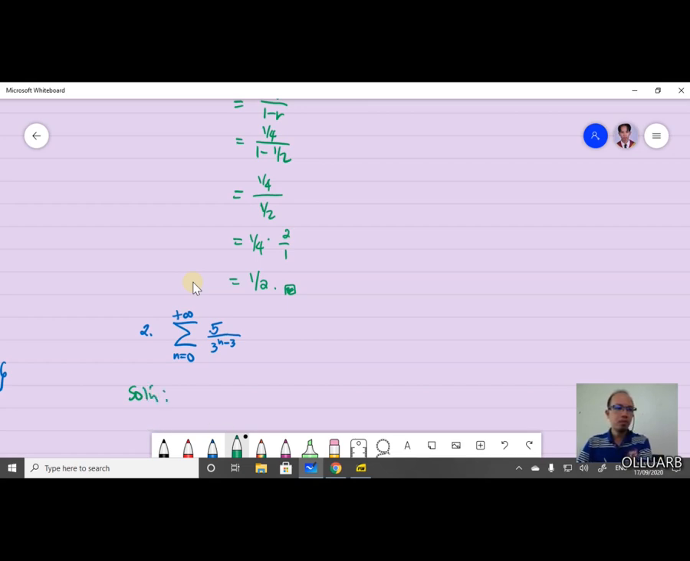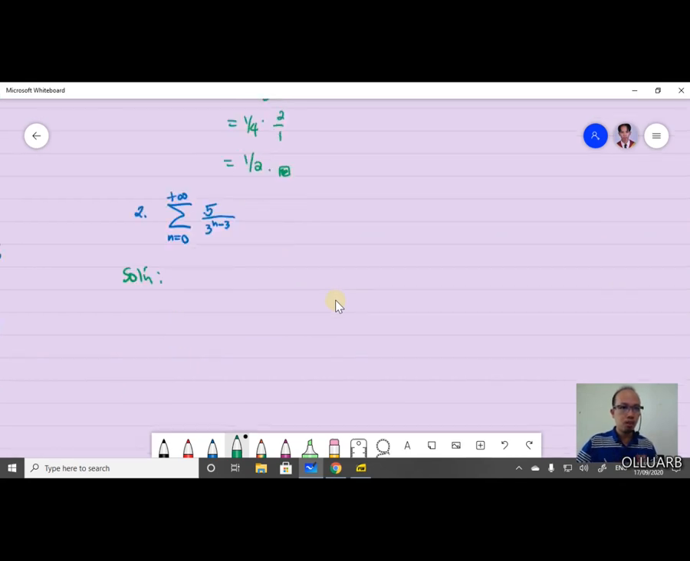Solution. This is clearly a geometric series. So let's fit the given series to the formula for the geometric series.